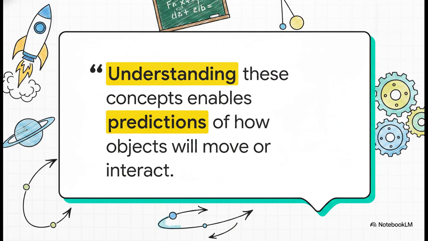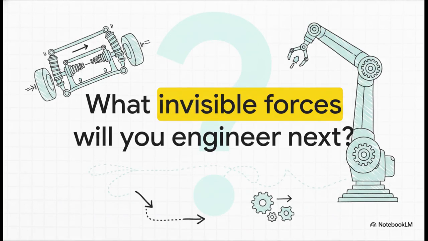So the crucial point is perfectly summarized right here in this quote from the text. Understanding these concepts enables predictions of how objects will move or interact, providing a comprehensive framework for analyzing physical systems. Mastering these two branches means you aren't just memorizing formulas on a chalkboard, you are literally understanding the operational rules of the universe. From the suspension in your car to the robotic arms building our future, kinematics and dynamics are the invisible hands guiding our physical reality.